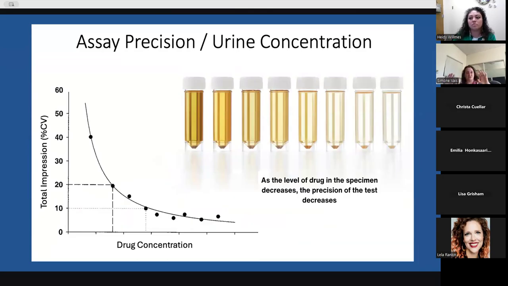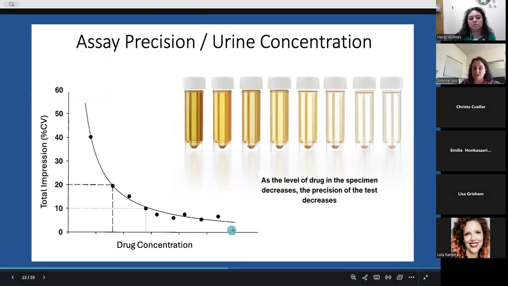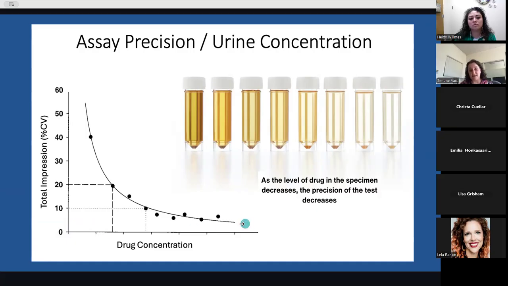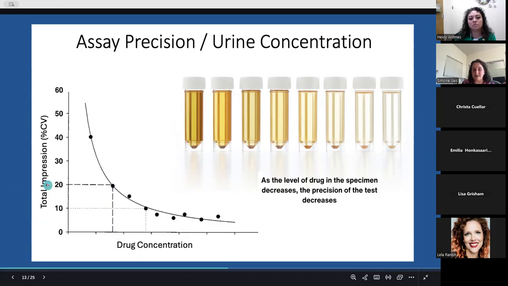And then the final biology lesson that impacts these fentanyl urine drug screens, before I go into some examples, is assay precision. So this is a graph. On the x-axis is drug concentration, and the y-axis is the precision of the test. Basically this shows us that as the level of drug in the specimen decreases, the precision of the test decreases. So over here, the drug concentration is low. The precision is also low. This is the total imprecision, like 20% imprecision at this low concentration, whereas at a high concentration, it's less than 10% imprecision.